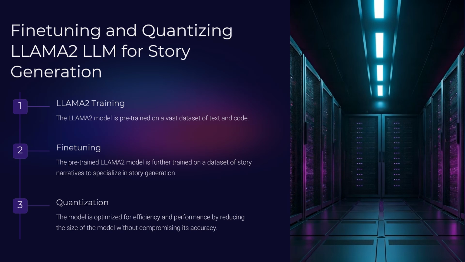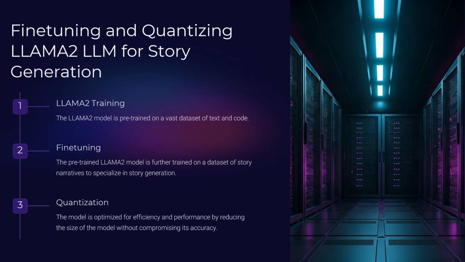Specialization for story generation. After the initial pre-training, fine-tuning is conducted. During fine-tuning, the pre-trained Llama 2 model is exposed to a more specific dataset, in this case a dataset of story narratives. The goal here is to specialize the model in generating stories. By providing narrative specific data, the model learns about story structure, character development, dialogue, and plot progression, etc. Fine-tuning is crucial because it narrows the model's focus to a particular domain like storytelling, making it more proficient and capable in that area.